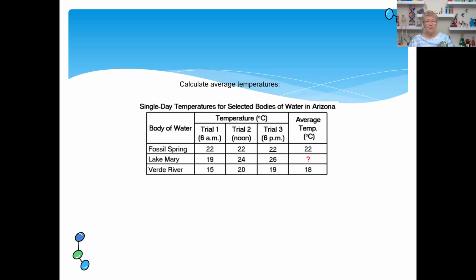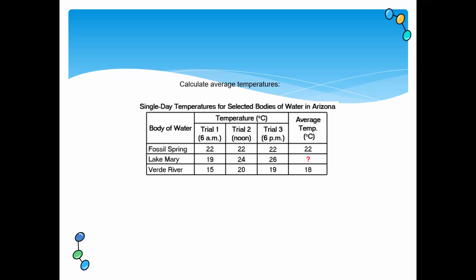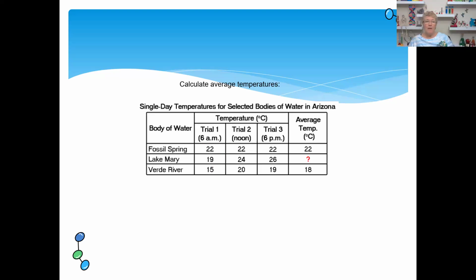Here's another one. So let's review this one. This question asks you to calculate average temperatures. So anybody know how you calculate average temperatures? If you've got 3 different temperatures, how do you figure out the average of them? Josiah. What you do is you add them all together and then divide by 3. Right. You divide by the number of data sets that you have. So this is an easy one. They're all 22. So our average is going to be 22.